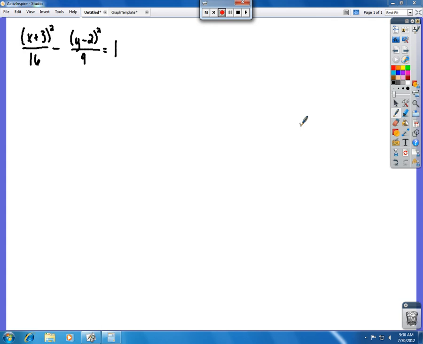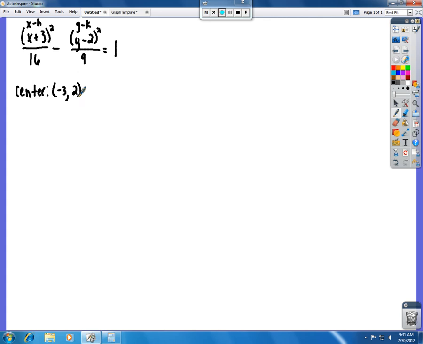Alright, so the last one I'm going to do is a hyperbola where the center is not at 0, 0. And again, it's pretty easy to pull off here. Because again, if you're imagining x minus h, y minus k, it's really going to be the values here, just in opposite. So since that's a positive 3, h is negative 3. Since that's a negative 2, k is positive 2.